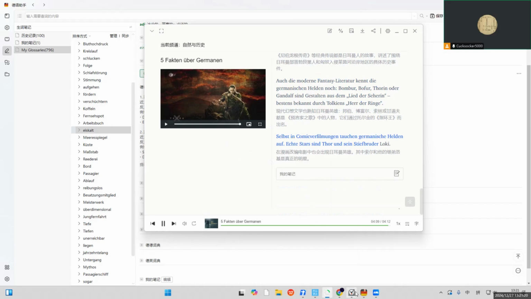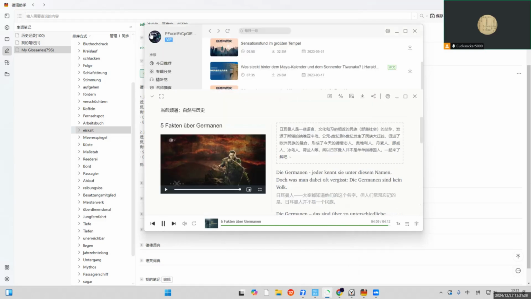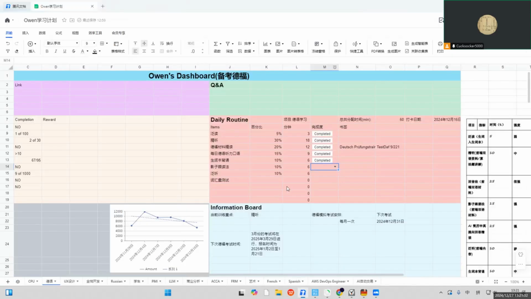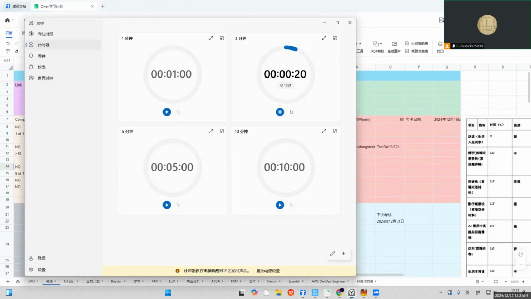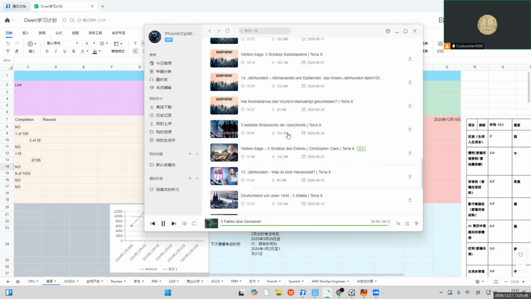Okay, yeah. Yeah, that's 5 Fakten über Germanen. Okay. So this one should be completed after 20 seconds. So we'll just take a look at the next one.